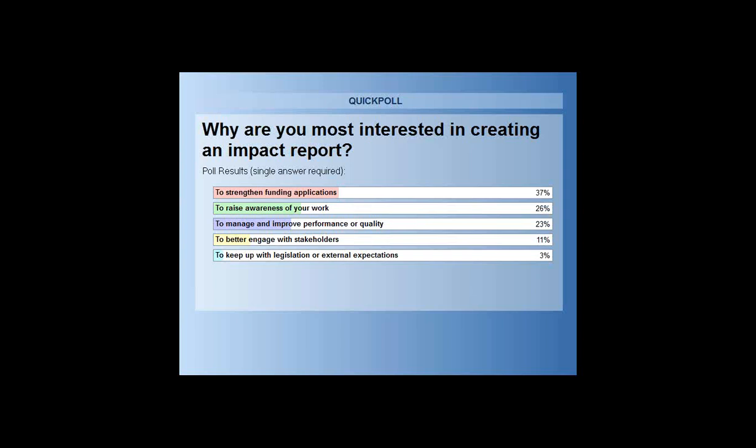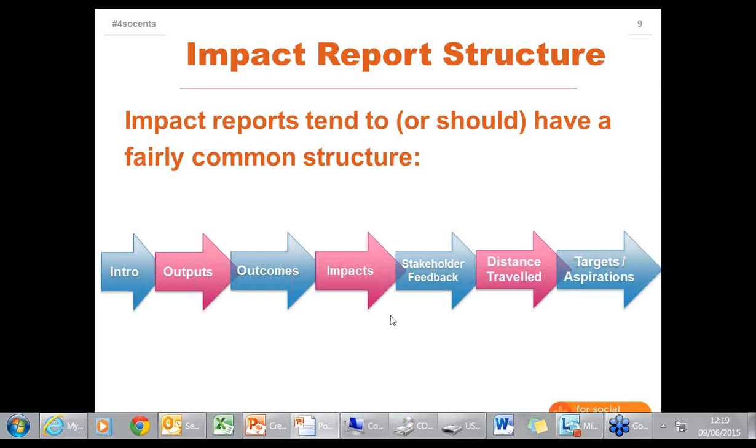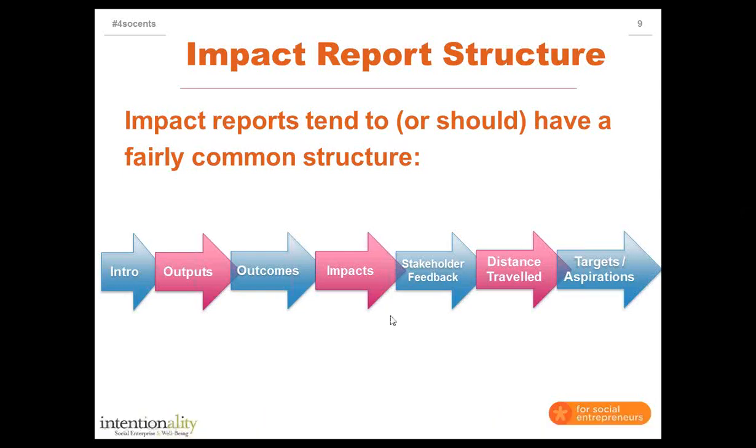They usually include something referred to as distance travelled measures. That's an indication of the change that people experience, and then often includes something about targets or aspirations. There's a key best practice principle of impact reporting that says that transparency and accountability are really important, and by setting targets or outlining your aspirations, then again key audiences can hold you to account.